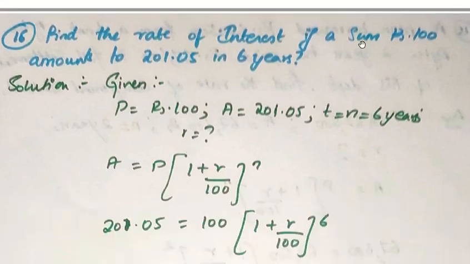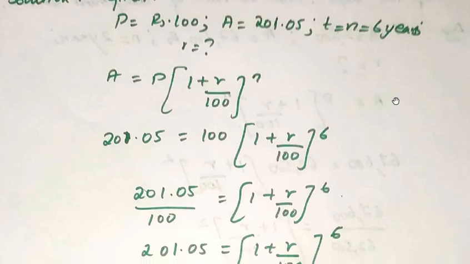Find the rate of interest if the sum rupees 100 amounts to 201.05 in 6 years. What is given in the question? Your principal is 100 rupees. Amount is 201.05. Time is equal to 6 years. Rate we are supposed to find out.